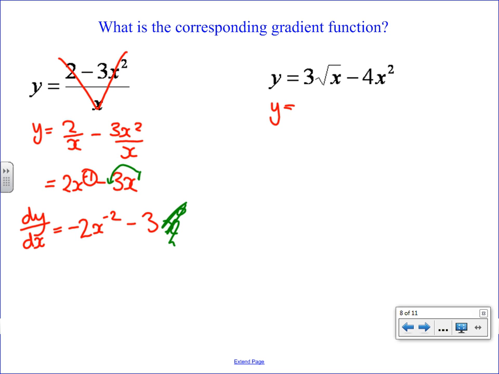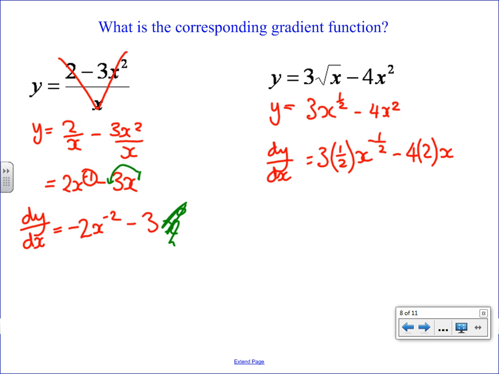Roots aren't nice, particularly when I'm dealing with indices. You need it as a power, yeah. Yep, now you can differentiate. So we've got 3, and then we get this power down, and then we take 1 from that power, so that goes to minus a half. Yep. And then we've got 4, bring that 2 down, and x to the 1, which is x, and then that just needs tidying up.